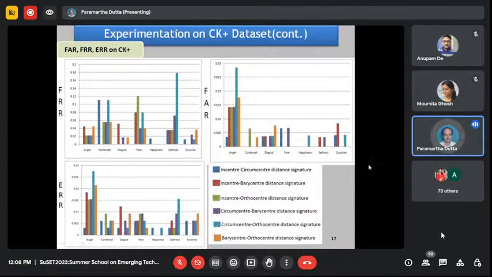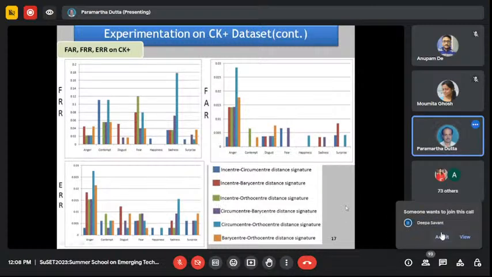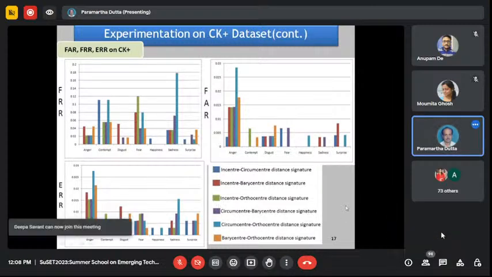Presenting in terms of FAR, FRR, or ERR on CK plus, these are the different possibilities we have obtained, where all the 6 distance pairs have been considered and represented with different colors. So this is a graphical representation.